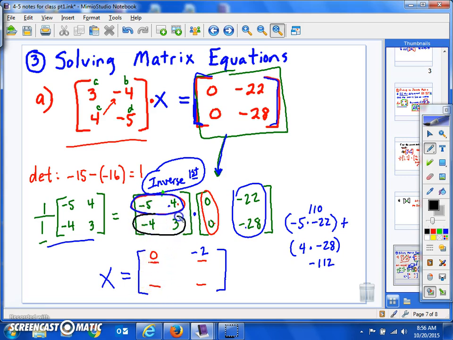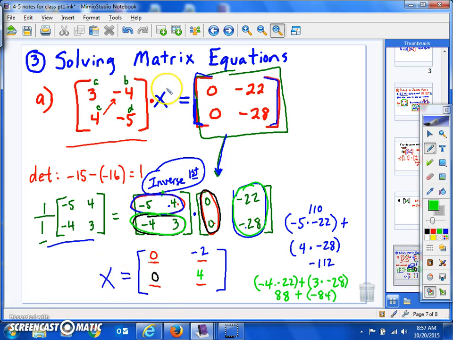So we're going to use row 2 times column 1. And you can probably see that this is also going to be 0. -4 times 0 plus 3 times 0, still 0. And then finally, row 2, column 2. So row 2 times column 2. And let's see what that looks like. -4 times -22 plus 3 times -28. This is 88 plus -84, and you add those two together and you get +4.